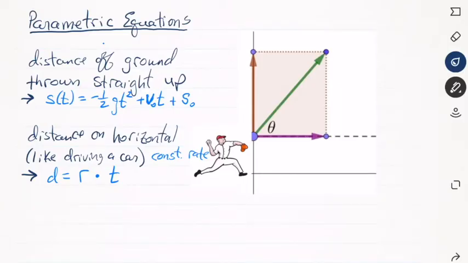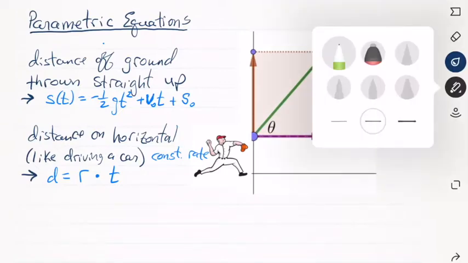The equations we're going to come up with are called parametric equations because they describe x and y coordinates separately rather than together like we're used to. This is the same idea as the cannon example I just went over. Here I have this guy throwing a baseball at an angle of theta, and he's giving it a certain amount of velocity.